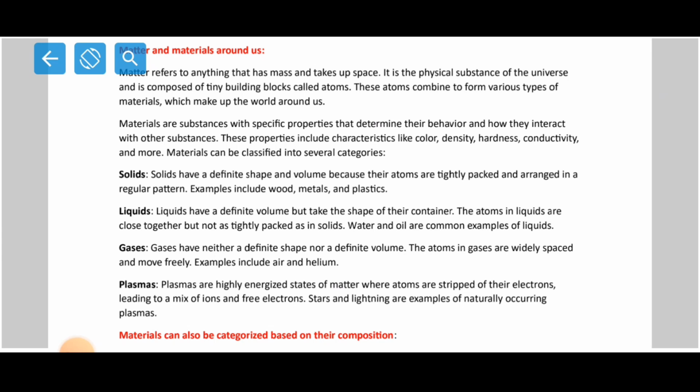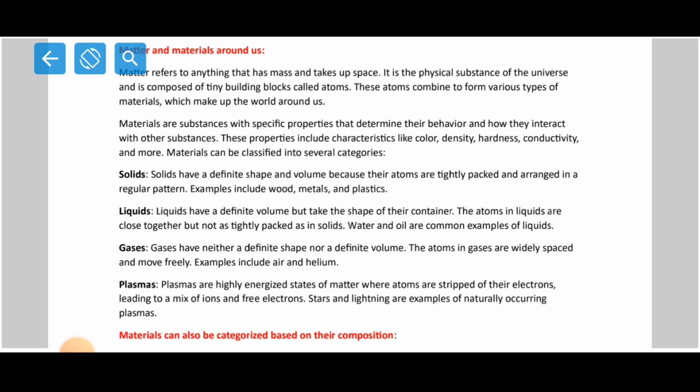So what are materials? Materials are substances that have specific properties, and those properties define their behavior and interaction with other materials. These properties include characteristics like the color of the material, density, hardness, conductivity of the material, and many more. Materials can be classified into several categories, but we have taken here 4 broad categories.